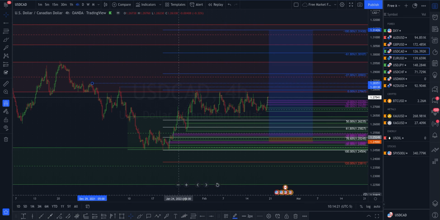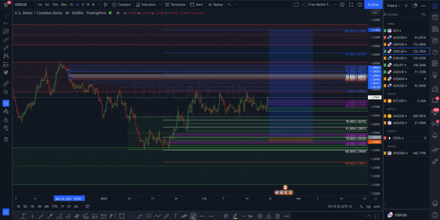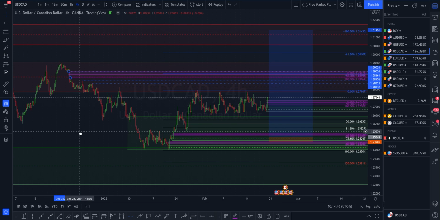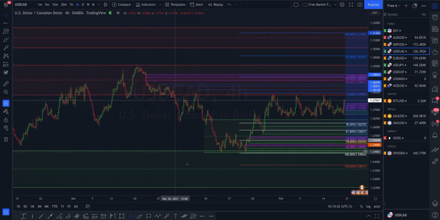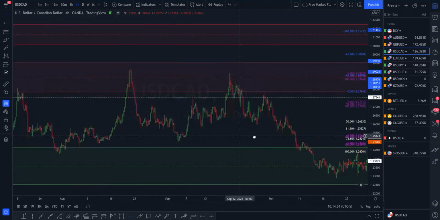Partials at that high. Partials at this imbalance field. Okay. Partials here. Okay. Of course, you're going to take partials at that 61.8%.